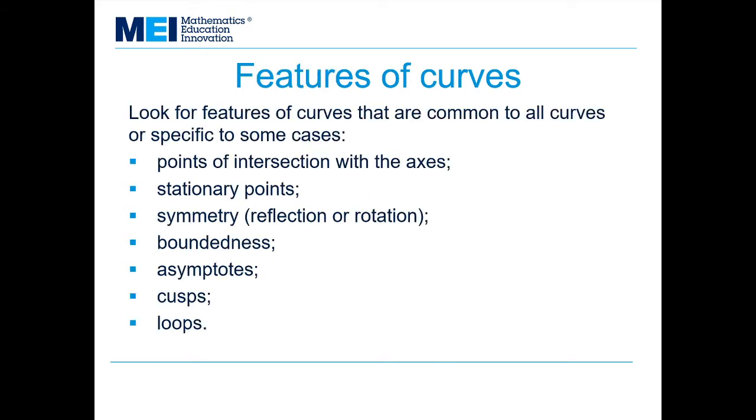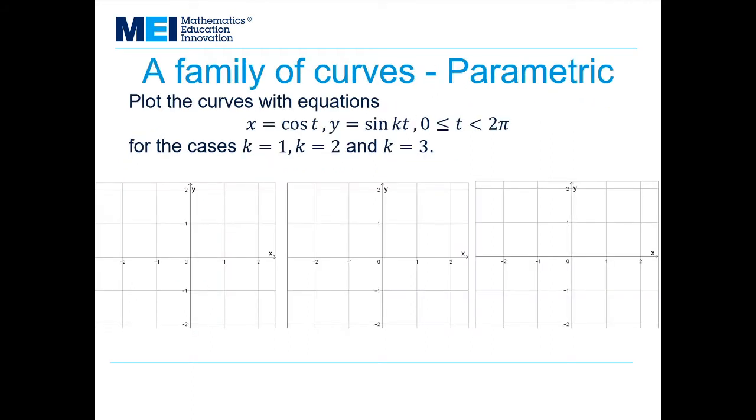We're going to be using the same sort of mental checklist for the kind of features that we need to look out for. So we're going to look out for points of intersection, stationary points, symmetry, boundedness, asymptotes, cusps and loops. So here's the sort of example that we might be asked to do. Plot the curves with equations x equals cos t, y equals sine kt, 0 less than t less than 2 pi for the cases k equals 1, k equals 2 and k equals 3.